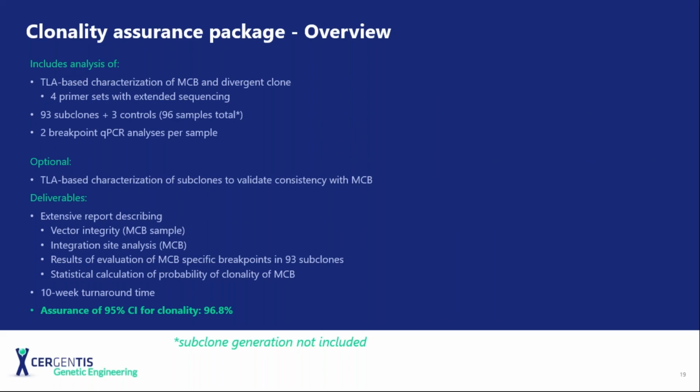Next to our standard TLA as a service, we provide different analysis packages, one of which is the clonality assurance package, which includes the characterization of a master cell bank and its divergent clones, where we make use of extended sequencing and where we can analyze up to 93 subclones and 3 controls, and where we provide 2 breakpoint qPCR analyses per sample. And this is delivered with an extensive report on your master cell bank and the corresponding clones.